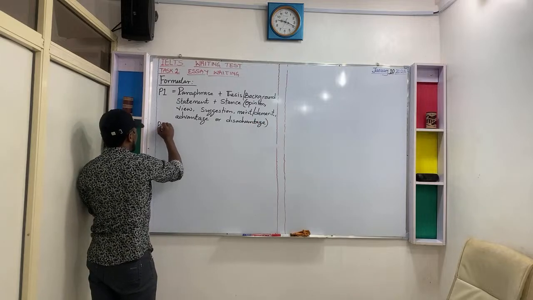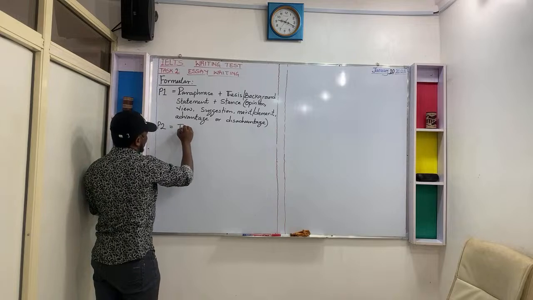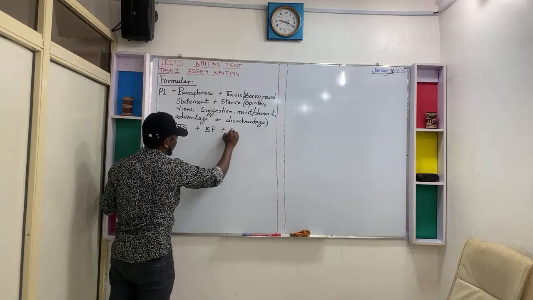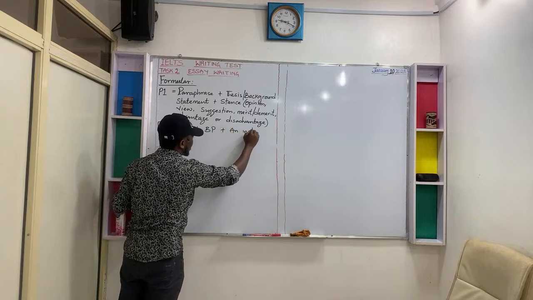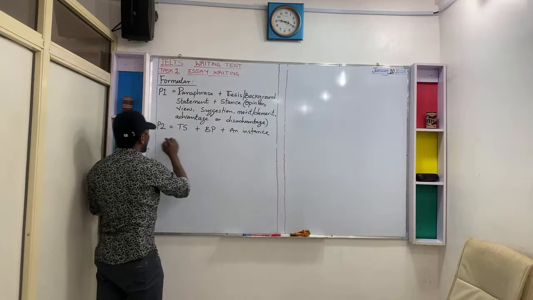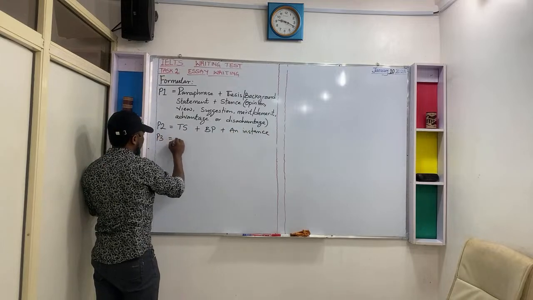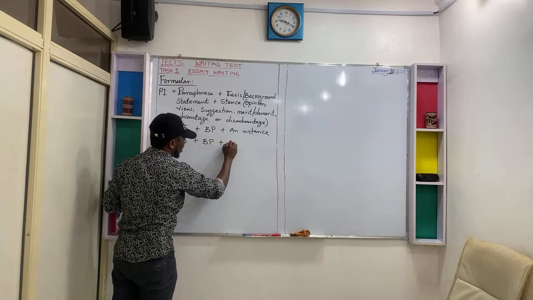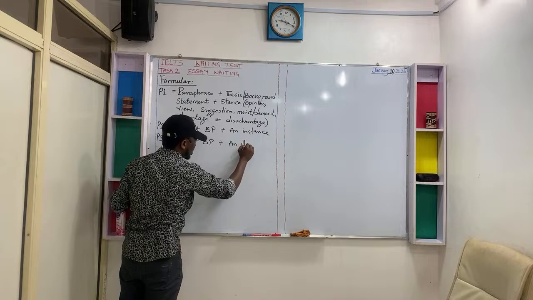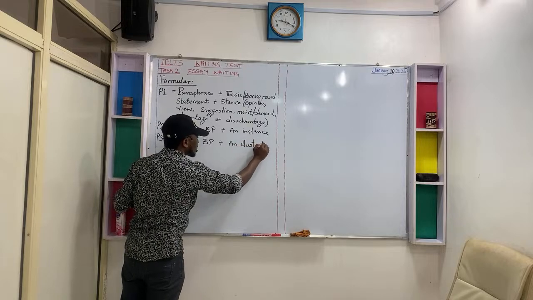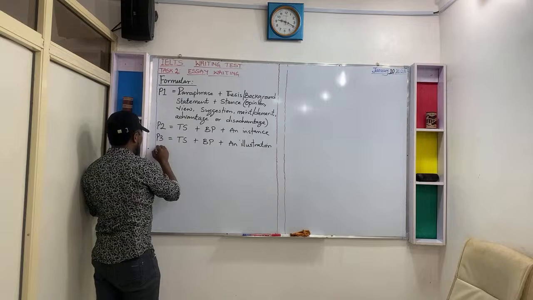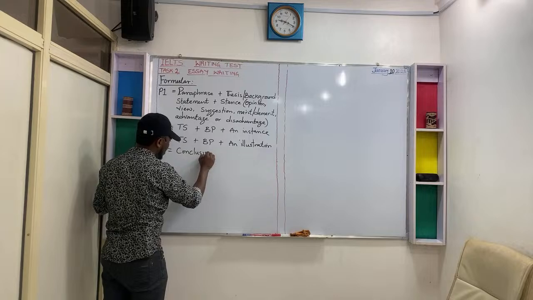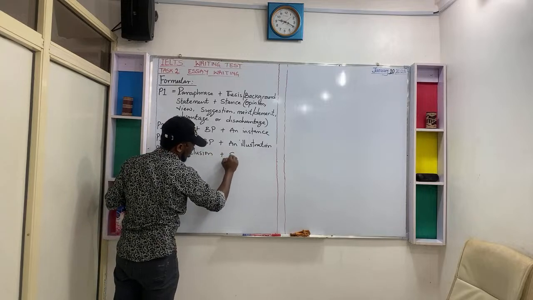Then we have P2, which simply is your TS, your BP, and an instance. We also have the P3, which is the TS, the BP, and an illustration. And then we have P4, which simply is your conclusion and your stance.